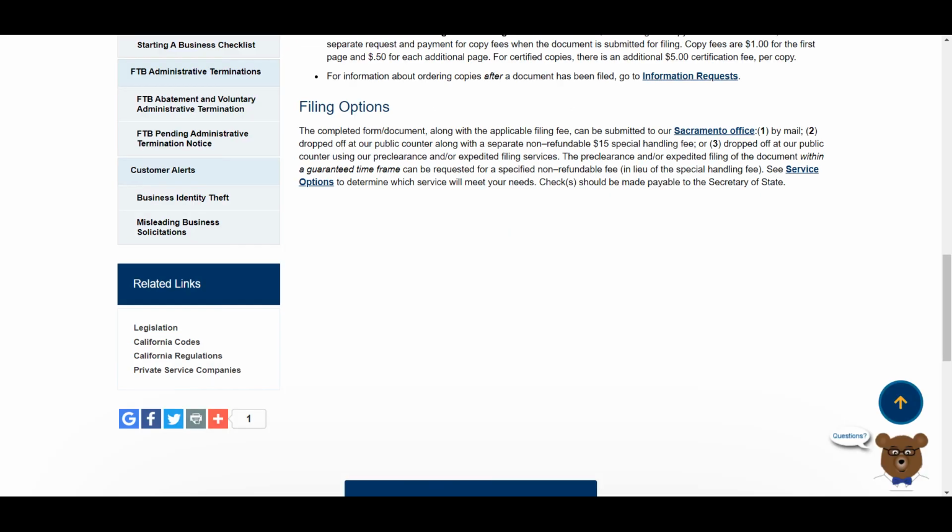Here are some filing options from the California Secretary of State. The completed form or document, along with the applicable filing fee, can be submitted to the Sacramento office by mail, dropped off at the public counter along with a separate non-refundable $15 special handling fee, or dropped off at our public counter using our pre-clearance and/or expedited filing services. The pre-clearance and/or expedited filing of the document within a guaranteed time frame can be requested for a specified non-refundable fee in lieu of the special handling fee. Checks should be made payable to the Secretary of State.